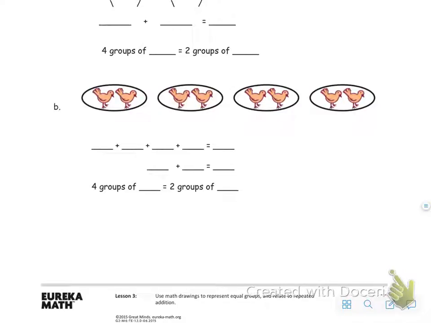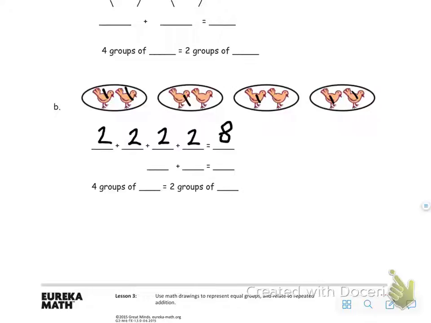Moving on to the next problem, it's going to be very similar, of course. So it looks like I've got 4 groups of 2, right? So we'd come in here, and we'd go 2, 2, 2, and 2, and all of that together would equal 8. We have 1, 2, 3, 4, 5, 6, 7, and 8.